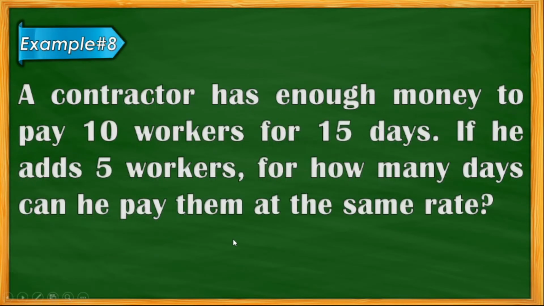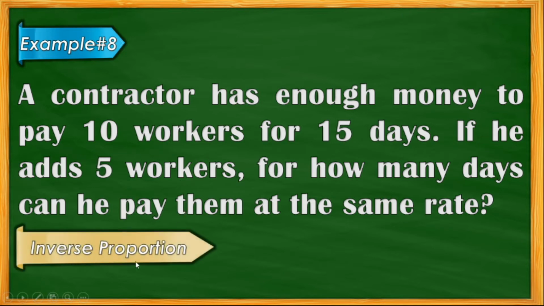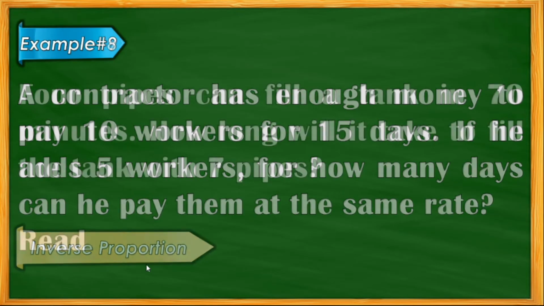Next, example number 8. A contractor has enough money to pay 10 workers for 15 days. If he adds 5 workers, for how many days can he pay them at the same rate? Again, it involves a job or workers. It is an inverse proportion or indirect proportion.